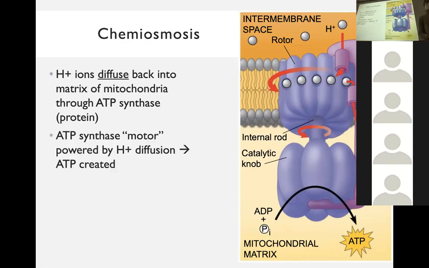So you can think of ATP synthase as a motor that's powered by these hydrogen ions. So when a certain number of hydrogen ions come through it, I'm not going to go into the details about how it all works, but hydrogen ions are coming through it. It makes the rotor spin, essentially. So like I said, it's like this little mill within the membrane. It's powered by the hydrogen ions diffusing back through. And that's what actually creates ATP.